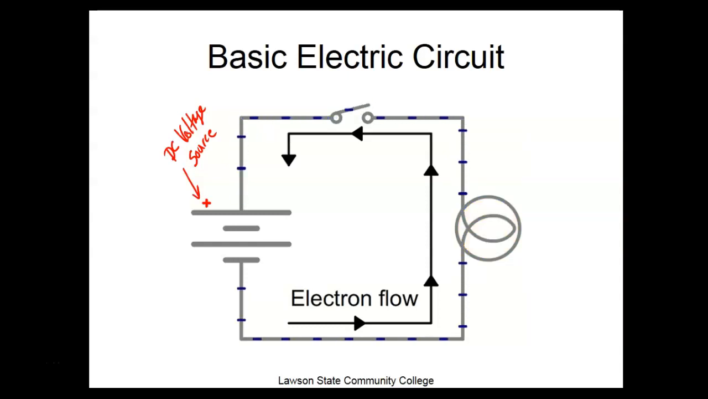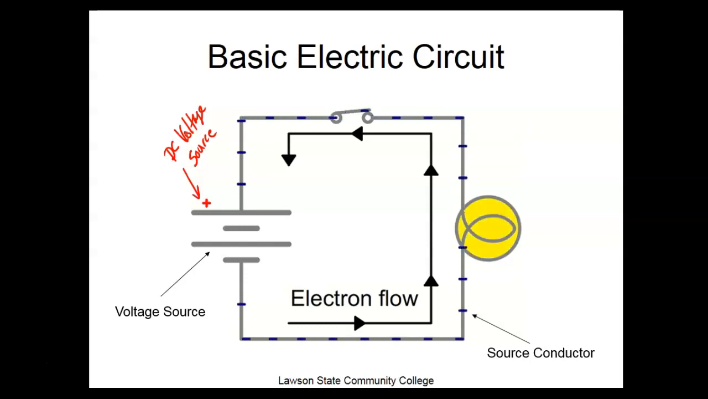But even on these LED TVs that are so thin, you actually have an external power supply now that you plug into the back of the DC, so you can actually see the DC power source. So there's the voltage source. This is the source conductor, and this is the return conductor. And then we have a switch that allows us to stop the current or let the current go.